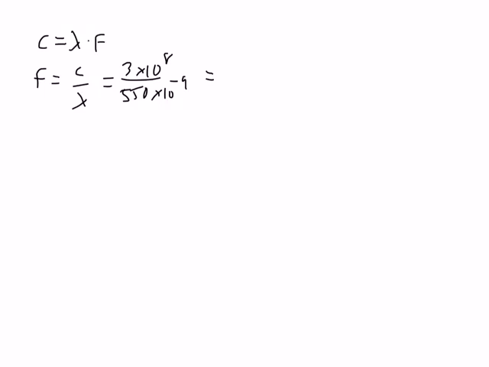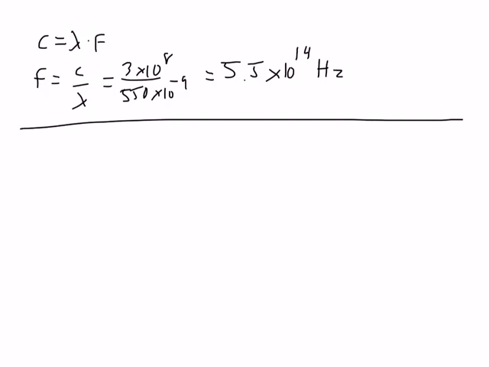If you do all that correctly in your calculator, you should get 5.5 times 10 to the 14th hertz. So that one's just a sort of simple plug-in one. Make sure you recognize the relationship between frequency and wavelength. So the second part, we're actually getting to the interference part of the experiment.